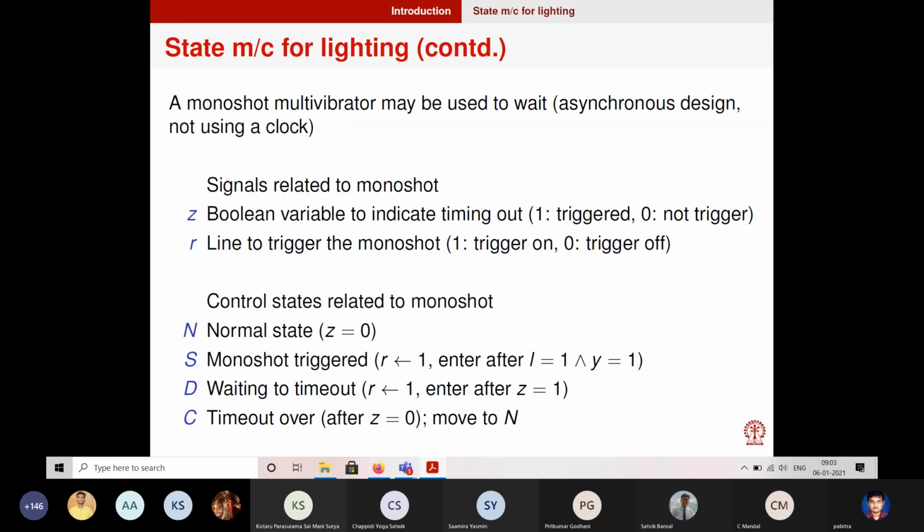So we can represent the signals related to the monoshot, as Professor CRM has discussed. When you trigger it, it goes high, and then you have another line which turns this trigger on or off. The moment you trigger, it will stay high for a delta time and then come back to 0. But there is another line to decide whether to trigger this monoshot or not. It's kind of an external line.